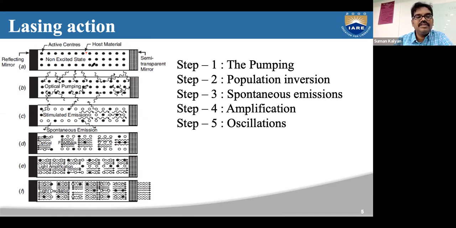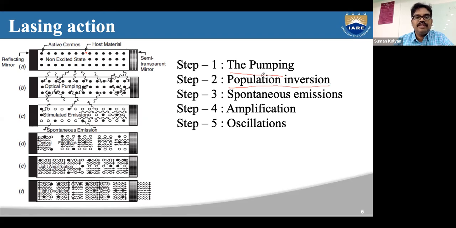So what happens here is first we'll be doing the pumping. That is, we first send the energy, let's say optical pumping. When we use the optical pumping, most of the atoms which are in the ground state will absorb the photons and move to the higher state. Okay, then because of the metastable states, the population inversion will be happening.